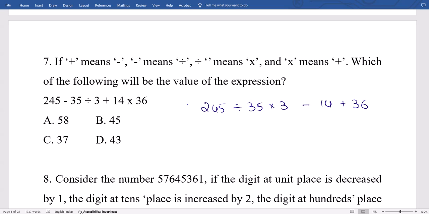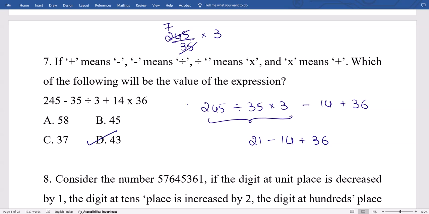Right, so 245 divided by 35 into 3. You can do it like this also, this entire expression. First perform division. If you do 7 times, it will get cancelled. 7 into 3 is 21. 21 minus 14 is 7. 7 plus 36, we will get it as 43. Option D is correct here. 43 is the correct answer.